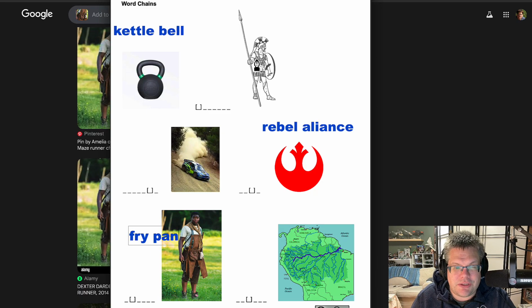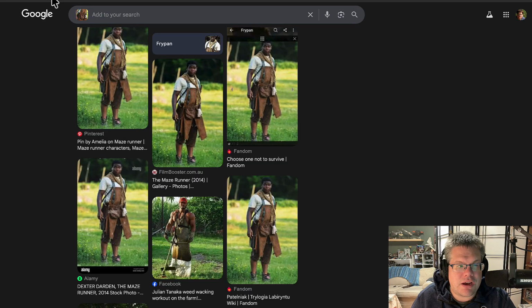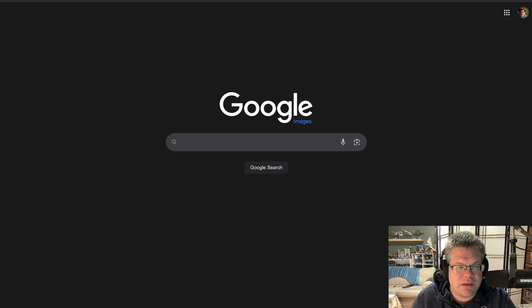I don't know what the deal is with this black and white image of this warrior-looking character here. So I'm probably going to do a quick image reverse search there, see if we can get something useful for this character.